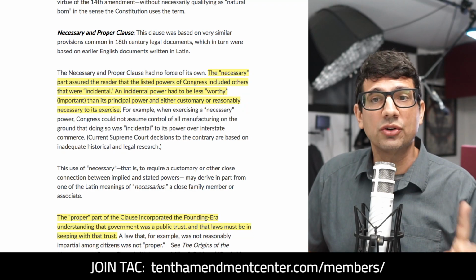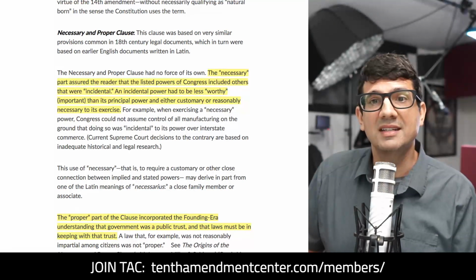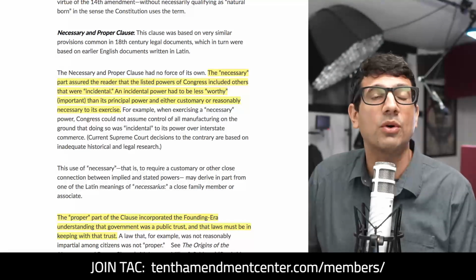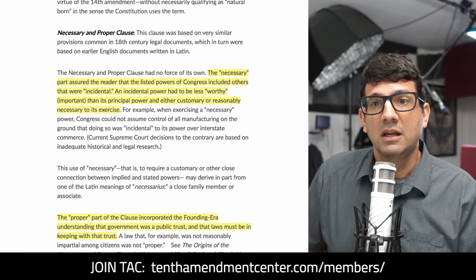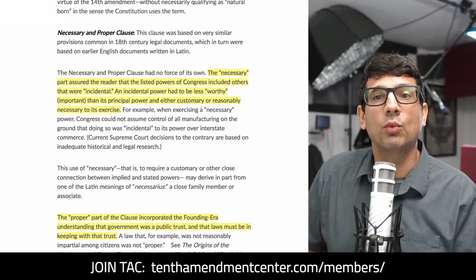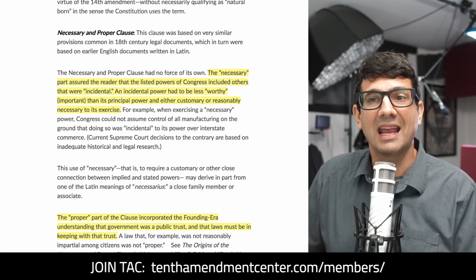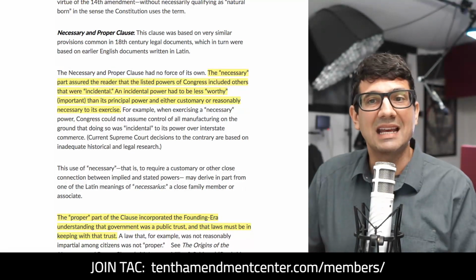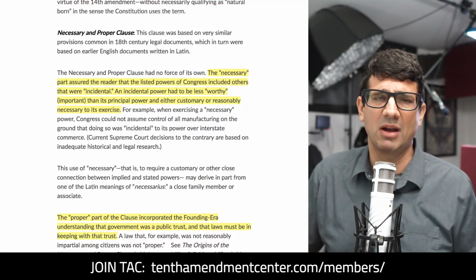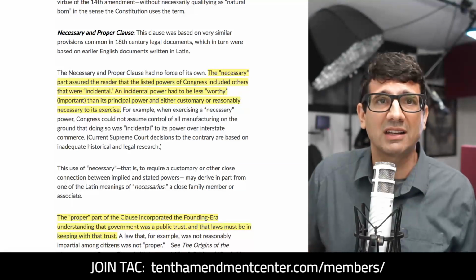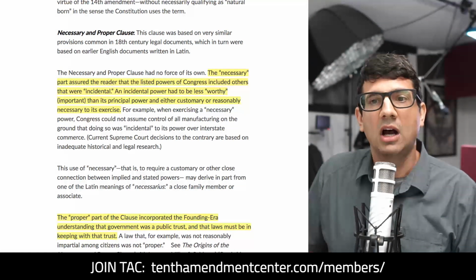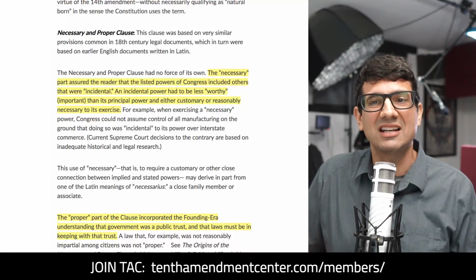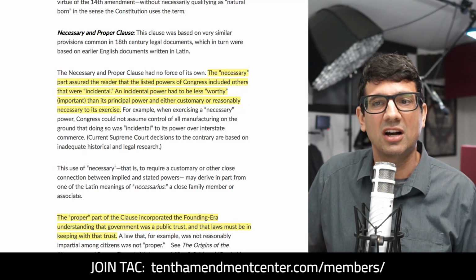So "necessary" assures, and I'm reading again from i2i.org, the necessary part assured the reader that the listed powers of Congress included others that were incidental. And I'm going to explain the doctrine of incidental powers shortly. It is not implied powers. An incidental power had to be less worthy or less important than the principal power, and either customarily or reasonably necessary to its exercise. Okay, that might be a bunch of mumbo-jumbo to you, but here's an example of it. When exercising a necessary power, Congress should not assume control of all manufacturing on the ground that it was incidental to its power over interstate commerce.